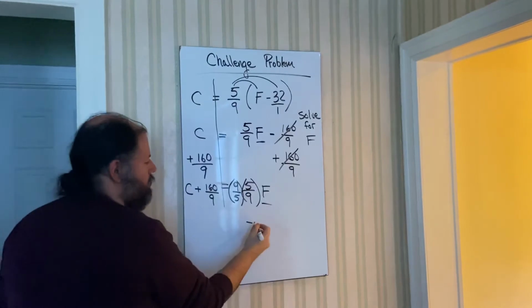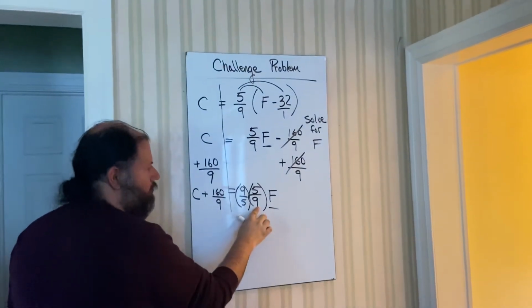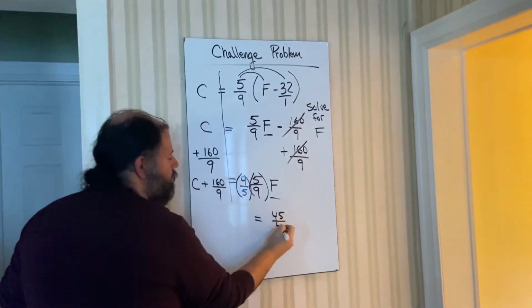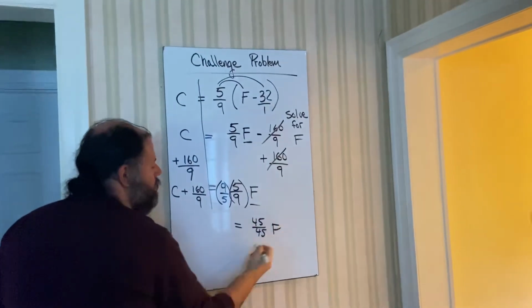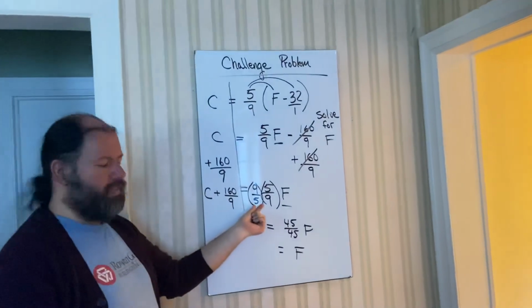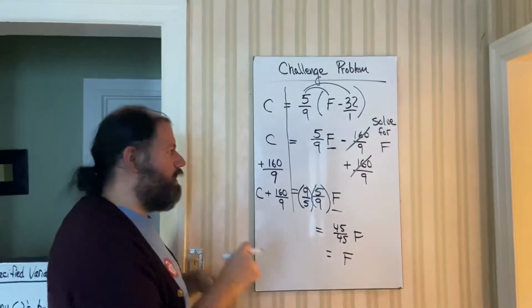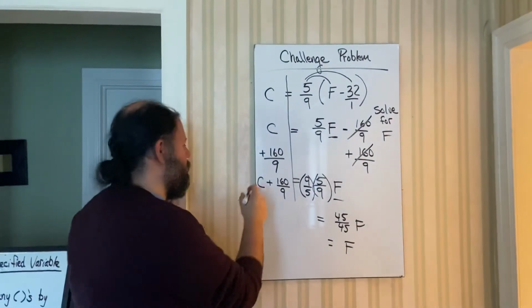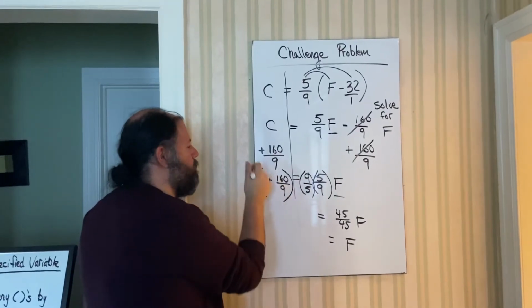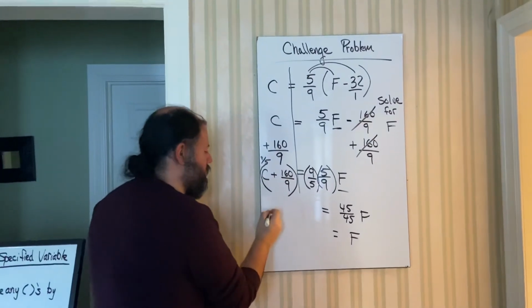And you can see that this would be 9 times 5 is 45, 5 times 9 is 45, and 45 over 45 would reduce to just F. But if I multiply this side by 9/5, I have to multiply this entire side by 9/5. Kind of like when we were doing the dividing. Because there's 2 items here, I want to multiply both items by 9/5. So it's 9/5 times C.